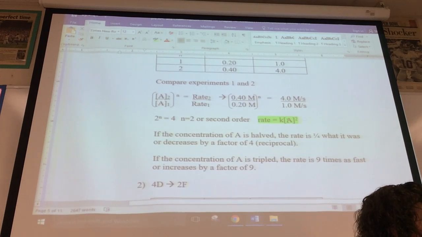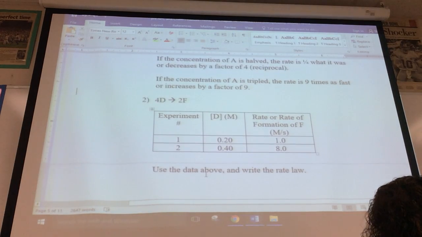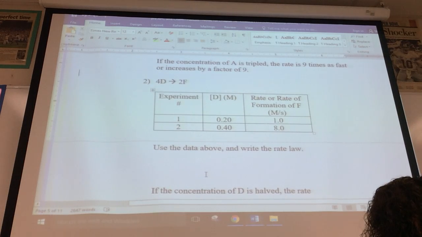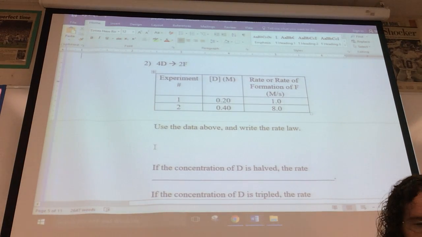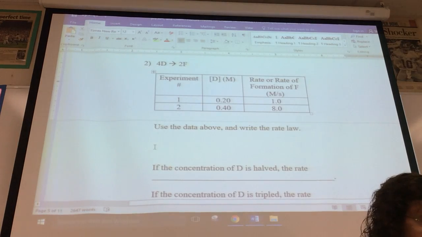If the concentration of A is tripled, I'm going to put a 3 here. 3 squared is 9. So the rate increases by a factor of 9. Let's take a look at one from scratch. It's on the screen here. I'm going to work it on my paper. You have it in your notes, and we'll work it slowly so you can see how to do it.